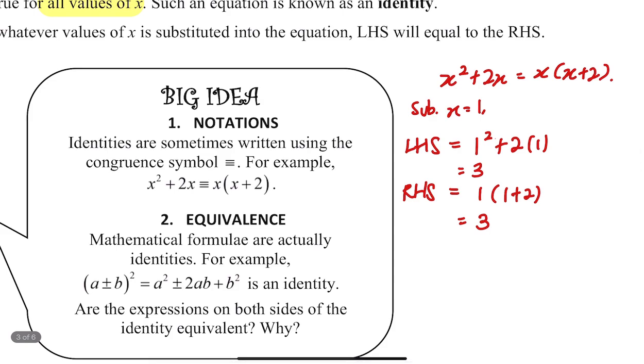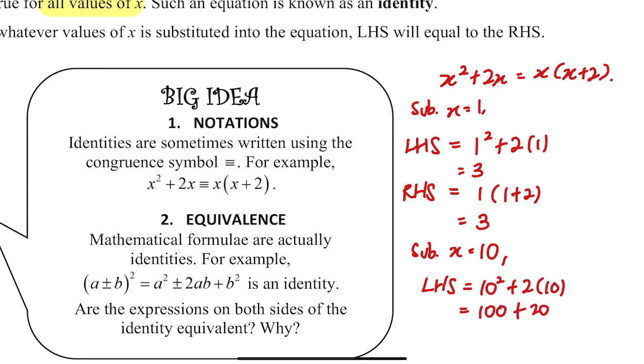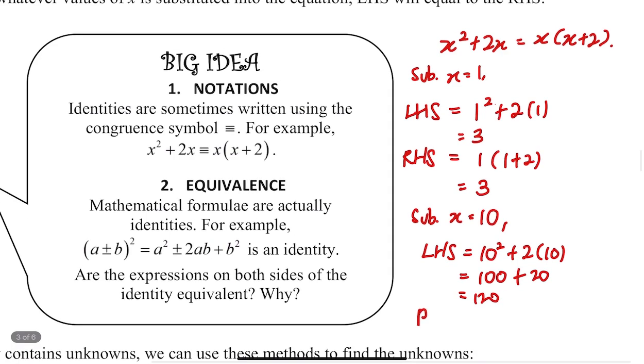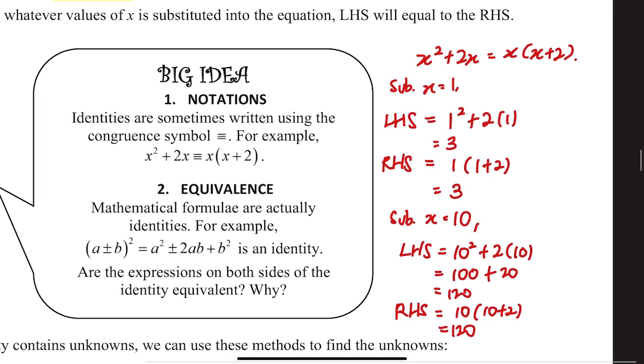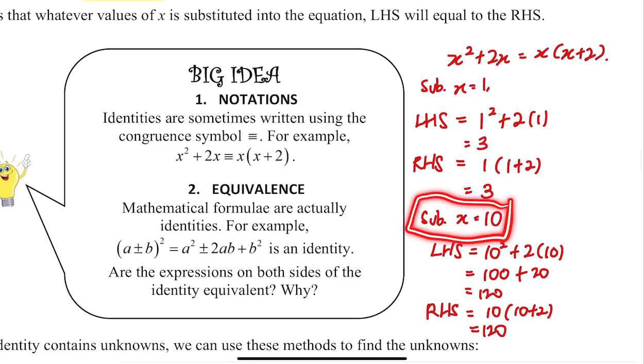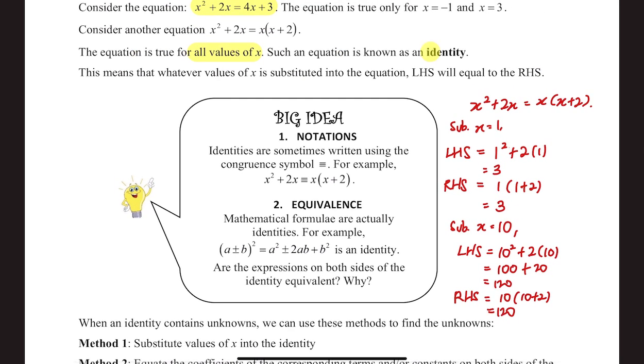Next, if I sub x equals to any random number, let's say if I choose 10. I have left hand side here equals to 10 squared plus 2 times 10, which will give me 100 plus 20 equals to 120. Right hand side will be equals to 10 times 10 plus 2, which is 10 times 12, 120. You see that no matter what x number I choose, the left hand side over here will always be equals to the right hand side. This is called an identity.